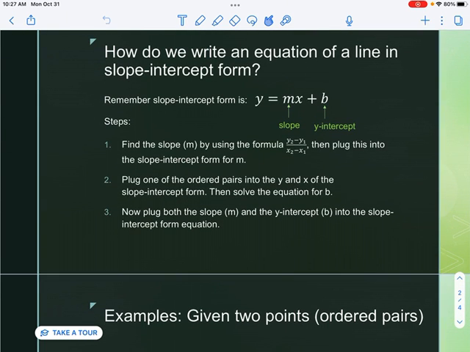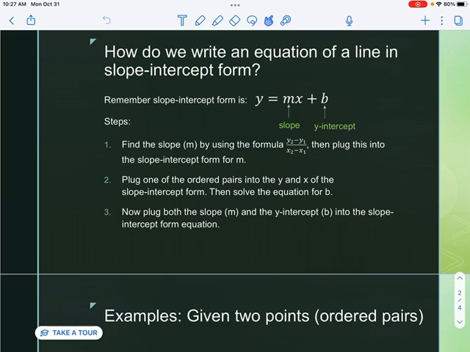So remember, slope-intercept form is y equals mx plus b, where m is the slope, b is the y-intercept. So we have to find 2 pieces of information. We have to find the slope and we have to find the y-intercept. If you remember from last chapter, to find the slope given 2 points, what we simply do is plug it into the formula y sub 2 minus y sub 1 over x sub 2 minus x sub 1. Once we find that slope and simplify it, then we plug this into the slope-intercept form for m.